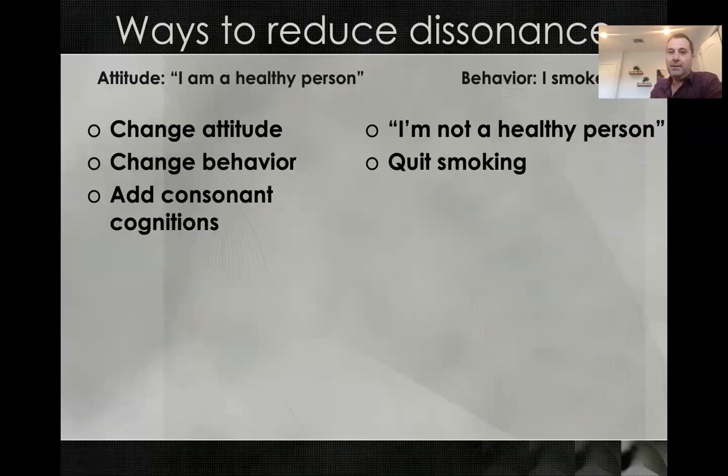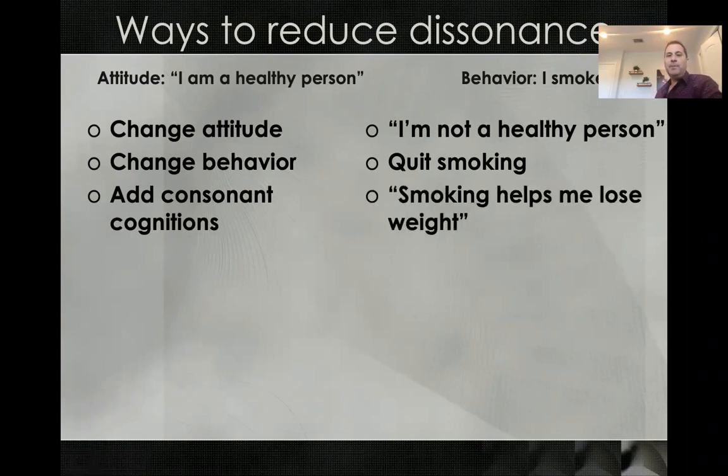So I'll give you an example. Let's say in this specific situation, you say, well, I'm a healthy person and I smoke, but smoking does help me lose weight, and losing weight is healthy. So in a sense, smoking is kind of healthy in that it helps me lose weight. Okay, so you can see that adding that belief that smoking helps me lose weight is consistent with my attitude that I'm a healthy person, and it's also consistent with my behavior that I smoke. So it kind of acts as a bridge between the attitude and the behavior. And the more of these consonant cognitions that you can add, the more it dilutes the dissonant cognitions. So if smoking helps you lose weight, that sort of dilutes the fact that it's also bad for your lungs, right?